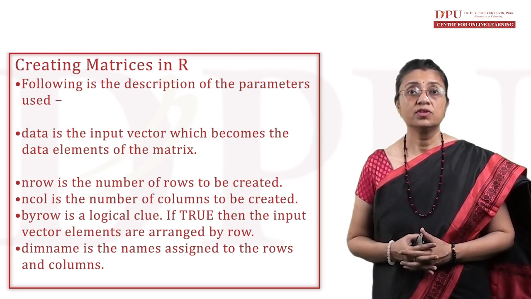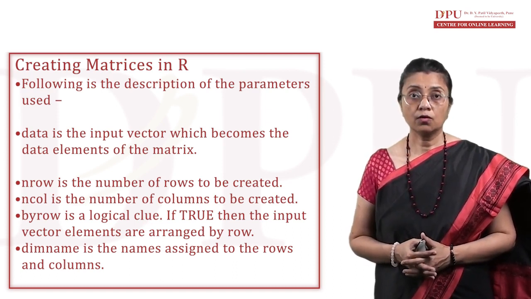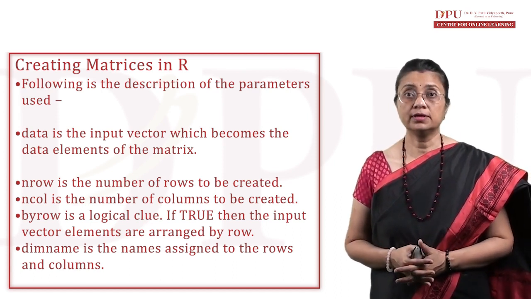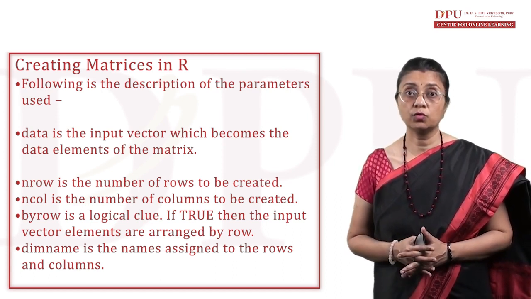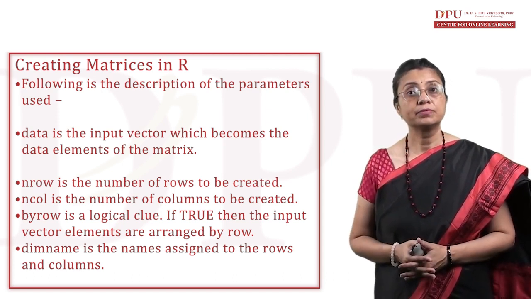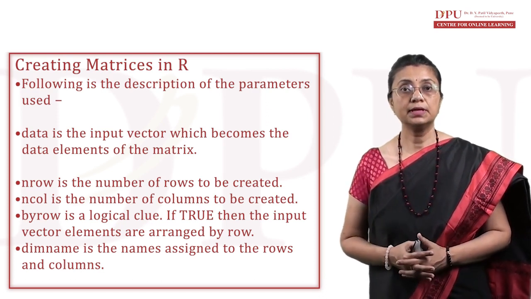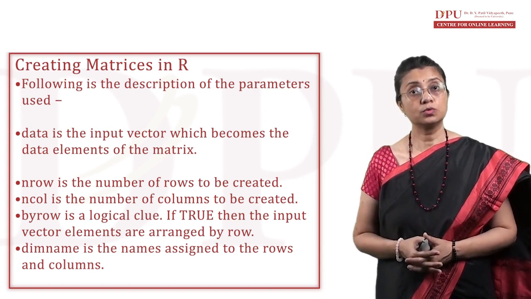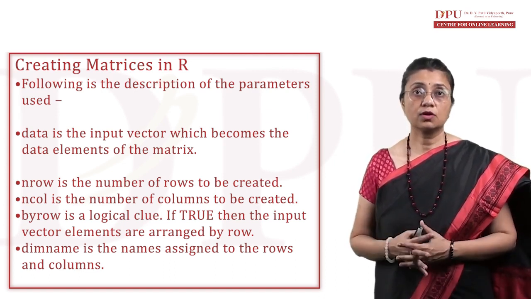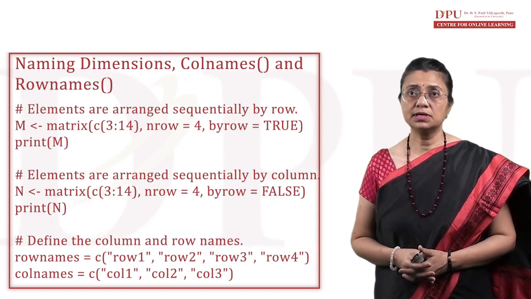Next is ncol, which is the number of columns to be created. Now byrow is a logical value. If byrow is TRUE, then the input vector elements are arranged by rows, and if FALSE, the input vector elements will be arranged by columns. Then we have dimnames, which are assigned to the rows and columns. So let's take one example and understand the concept of matrix: naming dimensions, column names, and row names.